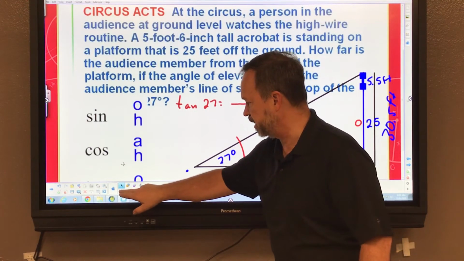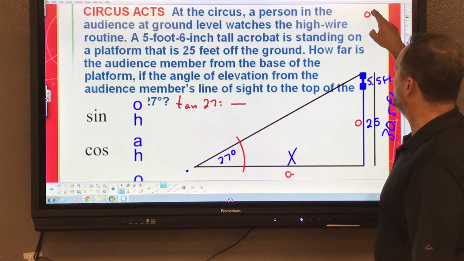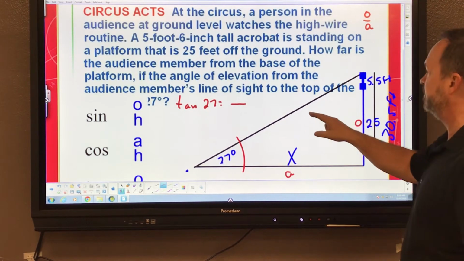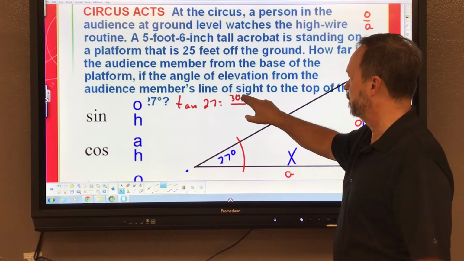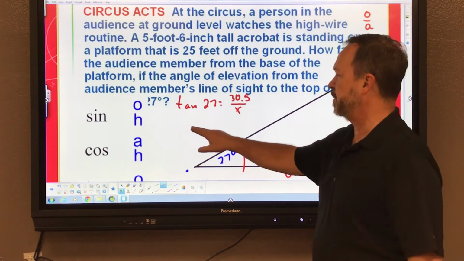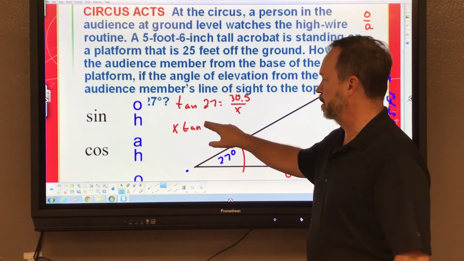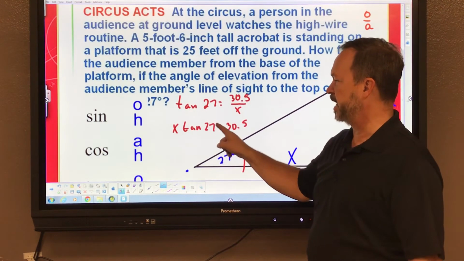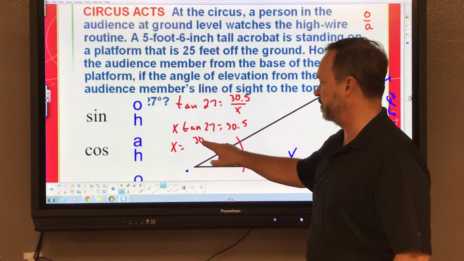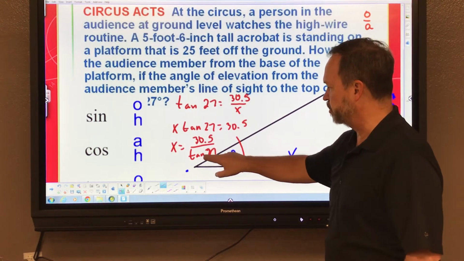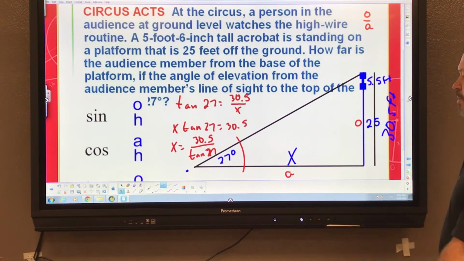well, it's down there, you can't see it. It's orange angles, right? So when I look at this, the opposite is 30.5, and the adjacent is the unknown x. So I'm going to multiply both sides by x, and then I'm going to divide by the tangent of 27, so that x is equal to 30.5 divided by the tangent of 27. Calculator in degree mode, punch the buttons, burp out an answer.